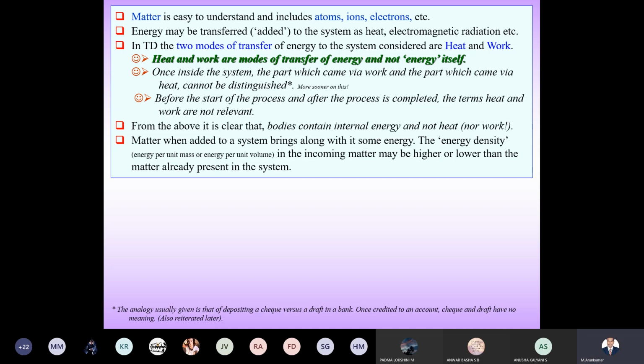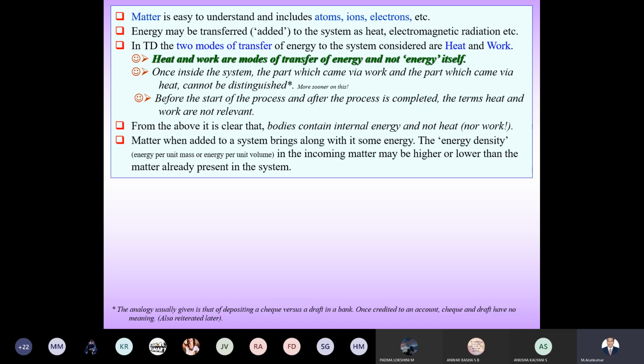In thermodynamics, the two modes of transfer of energy to the system considered are heat and work. One is heat transfer, another is work transfer. We can transfer heat as well as work. Heat and work are modes of transfer of energy and not energy itself. So we are not transferring energy alone; we are transferring heat and work together.